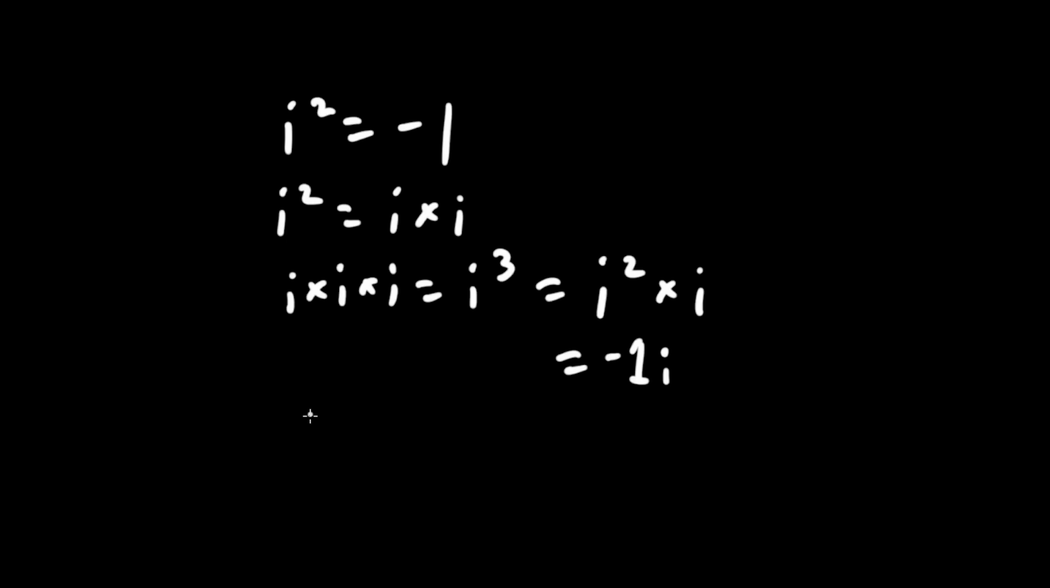Don't worry about it. So recall earlier in the video that e to the power of i pi equals -1.